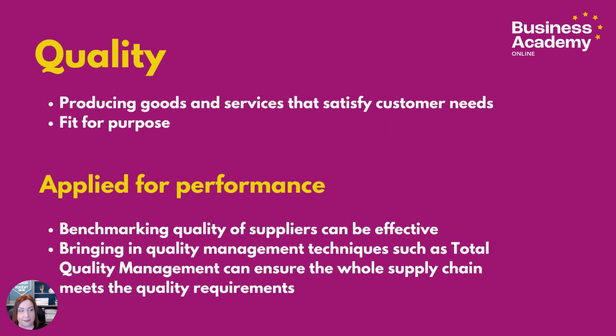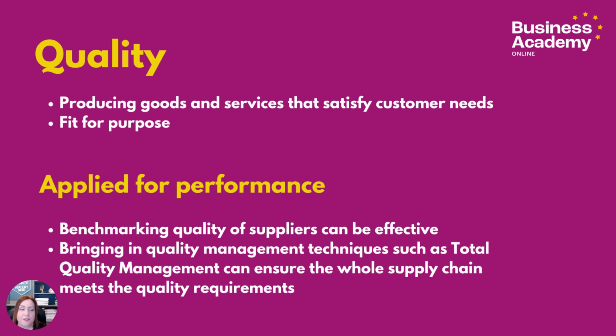So that's speed. Quality. Quality is producing goods and services that satisfy the customer needs, that are fit for purpose. And in terms of each of these performance measures, you might want to actually mention example metrics. So in terms of speed, time taken to raise an order. In terms of quality, you could put percentage rejects or something along those lines.